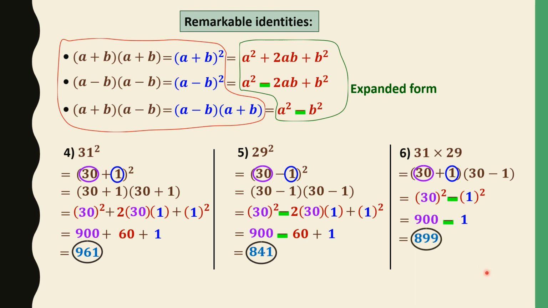900 minus 1 it's equal to 899. So this is the end of this video. Review the examples as many times as needed until the concept is fully understood, and thank you for watching.